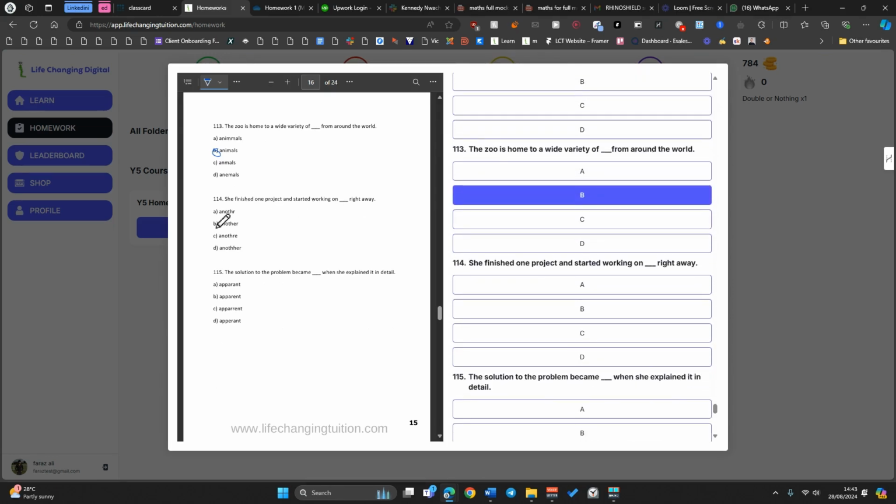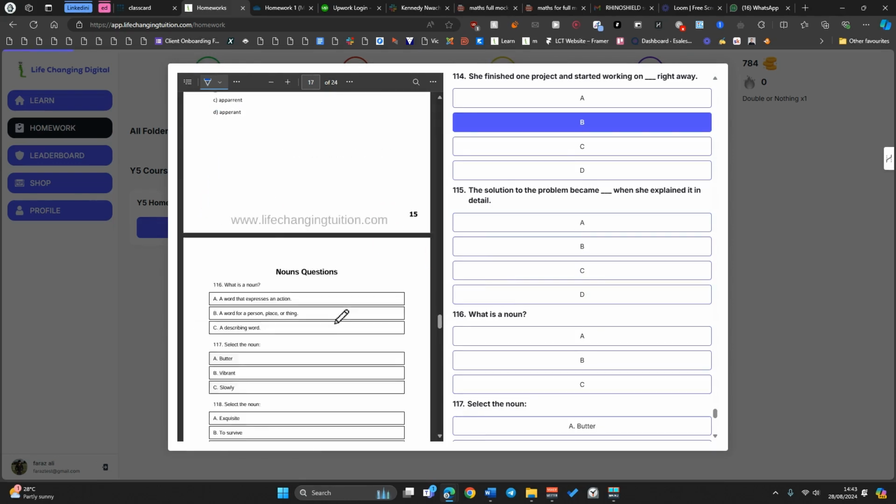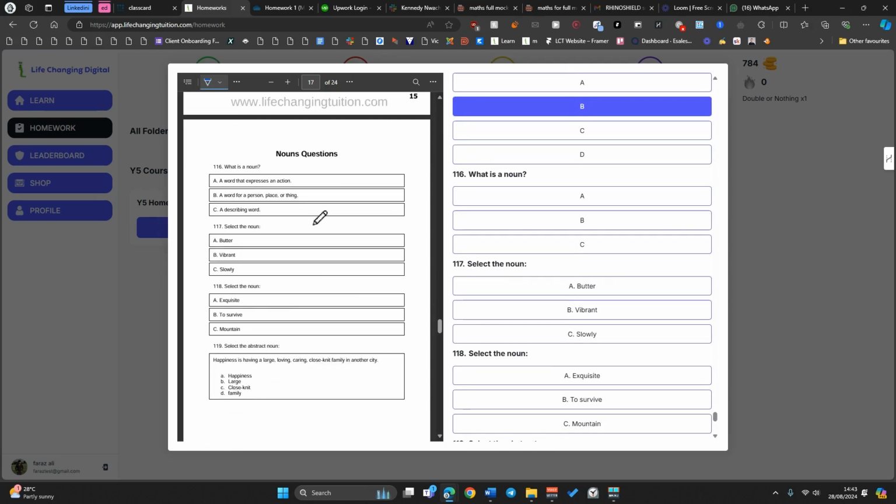She finished product. Another is spelled like this. Parent is spelled like this. Okay, now we're on to question 116. Nouns questions. What is a noun? A noun is a word for a place, person, or thing.